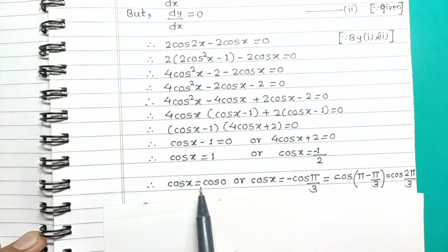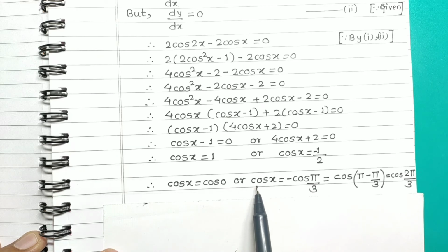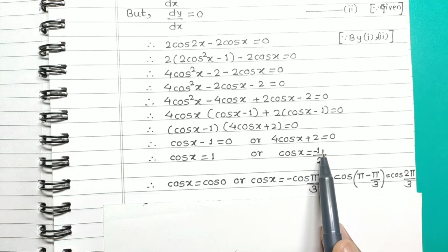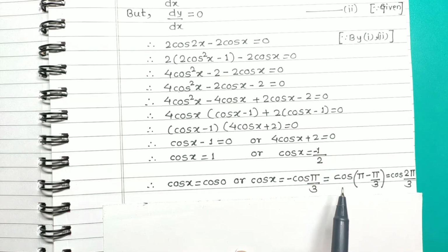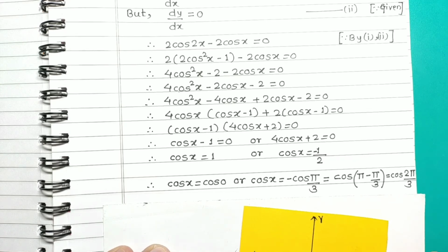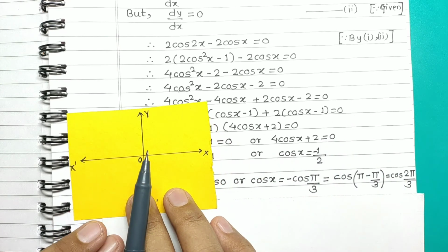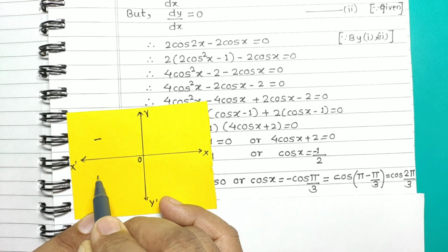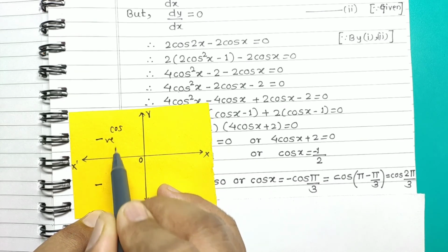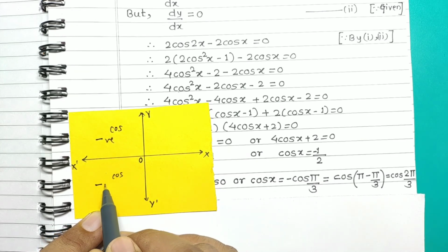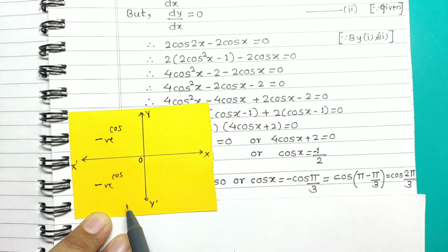So we have cos x is equal to cos 0, or here see, we know that cos pi by 3 is half. That means cos 60 is half. So we can write this minus half as minus cos of pi by 3. And you note that cos ratio is negative in second and third quadrant. Cos is negative. Okay, in second and third quadrant, cos is negative.